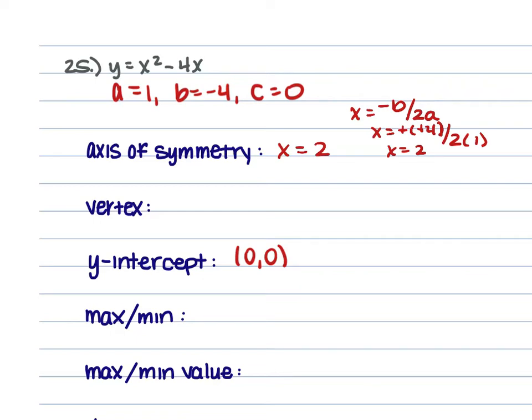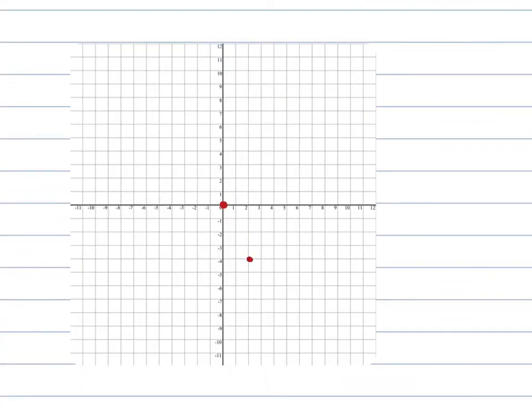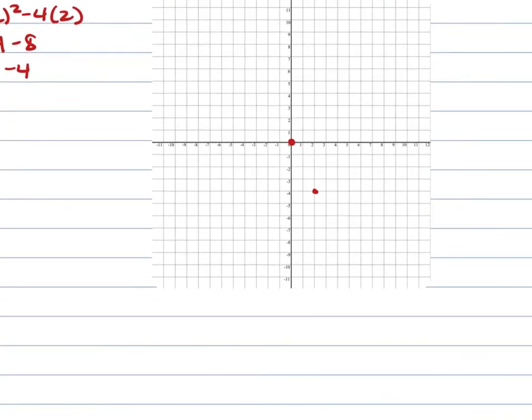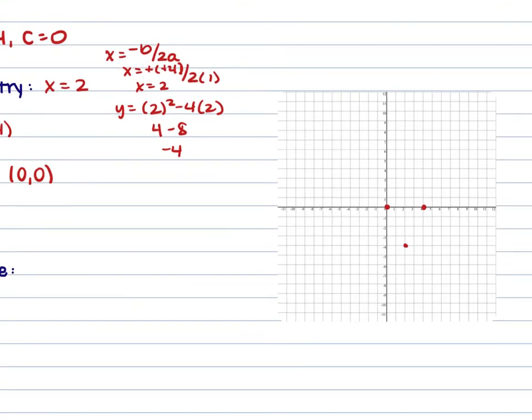We plug that in, we get y is equal to 2 squared minus 4 times 2. So that's 4 minus 8, which is negative 4. So that's the ordered pair 2, negative 4. I'll plot that as well. So I haven't used 1 or 3. That 4 is going to be 4, 0. So I'm going to plug in the 1 to find out my y value, and I'm going to have y is equal to 1 squared minus 4 times 1. So it's 1 minus 4, which is negative 3. So 1, negative 3.